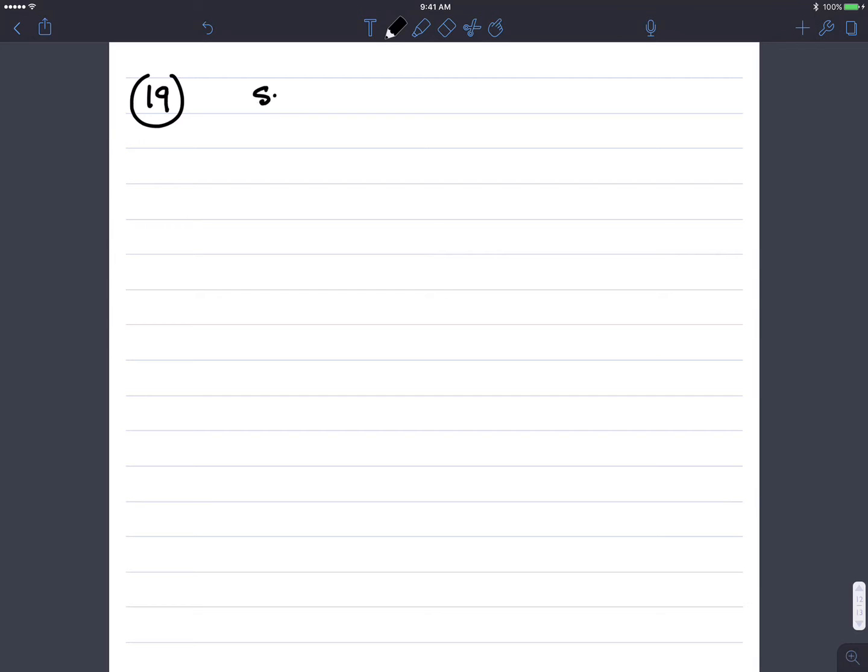Number 19. 5x plus 3y is positive 2. 2x minus 4y is positive 6. If we decide to eliminate the y variable in this case, let's try this out here. Let's notice this 3 is multiplied to y. So I'm going to multiply the second equation by that same exact value, by that 3.